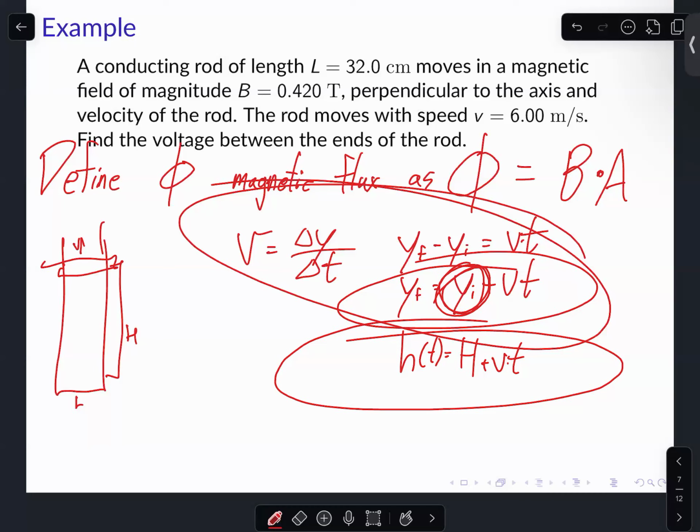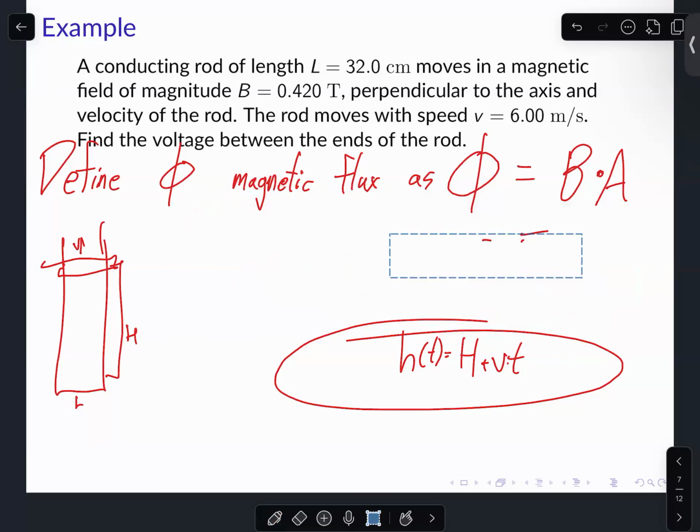I've driven all of last semester out of your brains. No? Okay. So where I'm going with this, because there is a purpose for this, is I want to find a formula for magnetic field times area. I want to find a formula for flux.